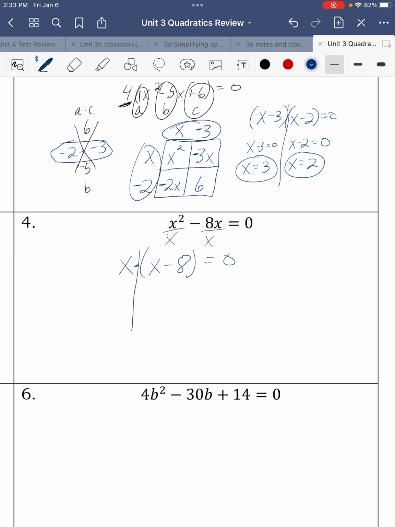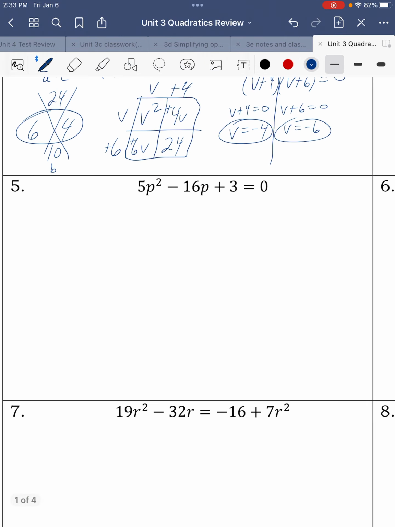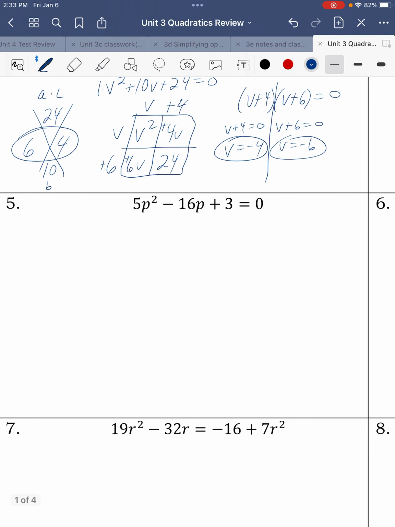This is all the factoring you needed. There are two factors that have x's in them. The first is x equals 0. There's one of our solutions. x is going to equal 0. The other is x minus 8 equals 0. That's the other factor. And to solve, you add 8, you get x equals 8.